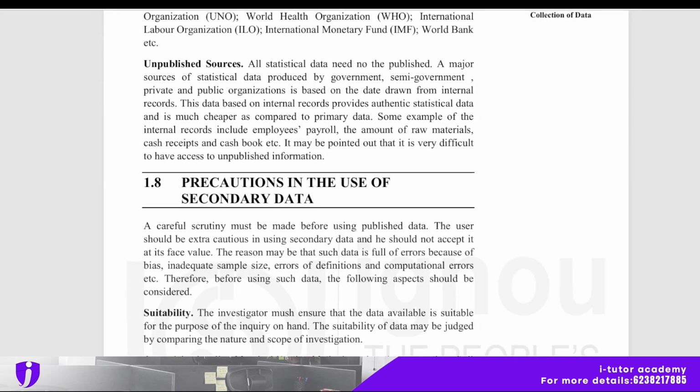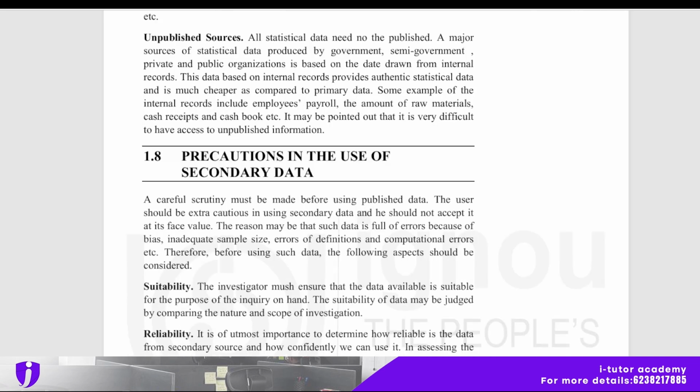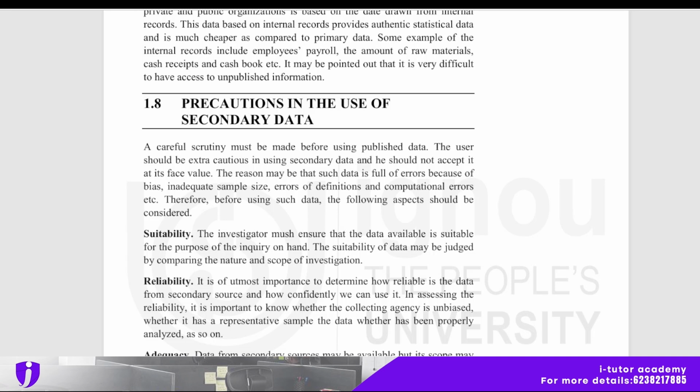A major source of statistical data produced by government, semi-government, private and public organizations is based on the data drawn from internal records. This data based on internal records provides authentic statistical data and is much cheaper as compared to primary data. And next is precaution in the use of secondary data.